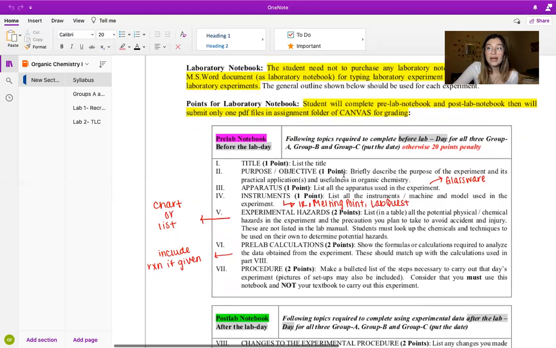Okay, so your title is basically just going to include your title. Please put your name and the date in the section.